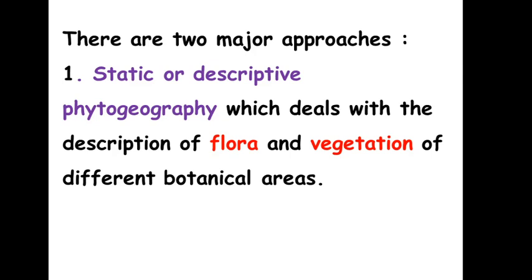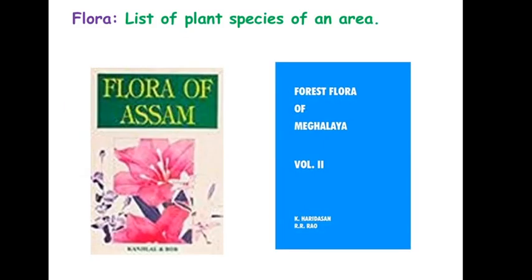It describes flora and vegetation. Now let us also know, we have said flora. What is the meaning of flora? Look at the definition here. Flora is the list of plant species of an area. Very simple definition.